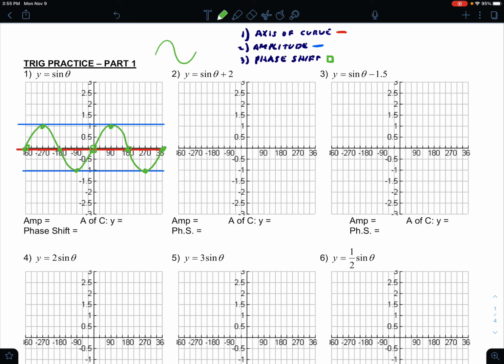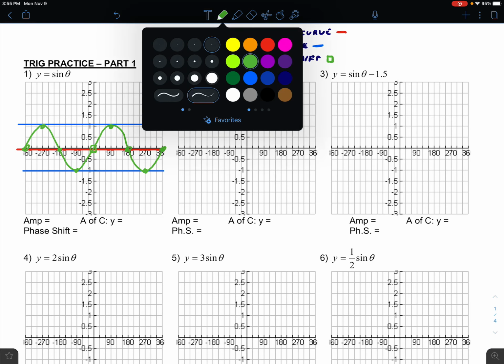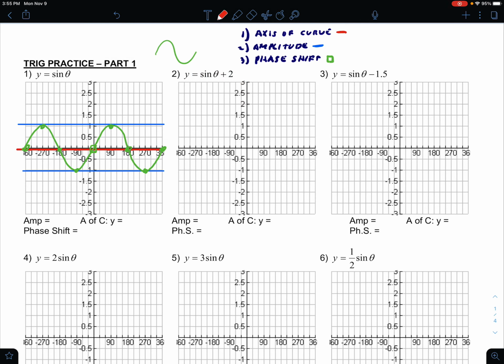Let's try another one. Let's try question 3. So it says sine theta minus 1.5. So first, axis of the curve, minus 1.5. So here it is. There's my axis of the curve. The amplitude, well, in front of the sine theta is just a 1, so it's still 1 up and 1 down. So from 1.5 goes to negative 0.5 and to negative 2.5. There it is.